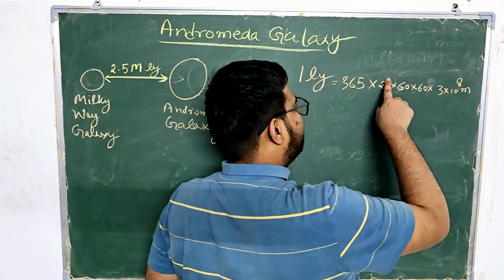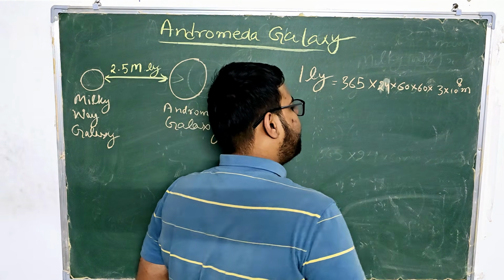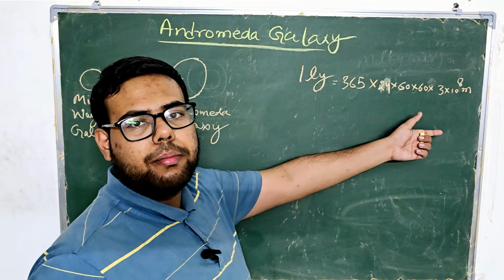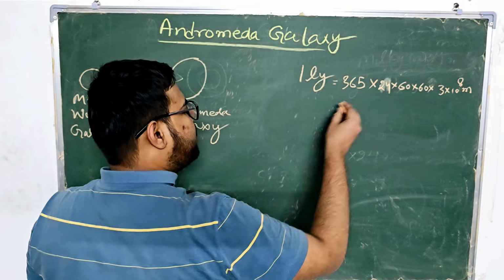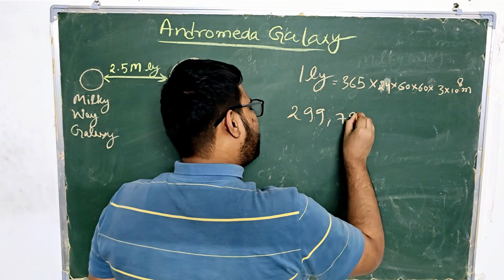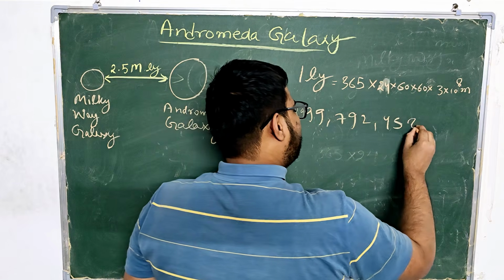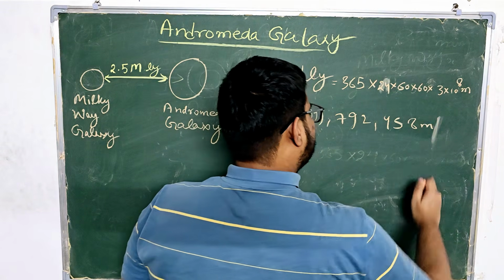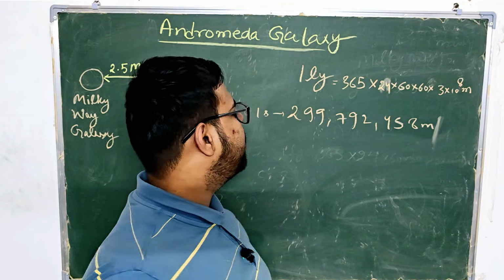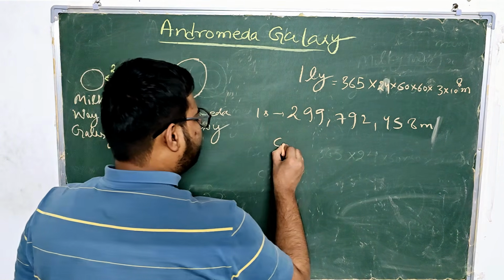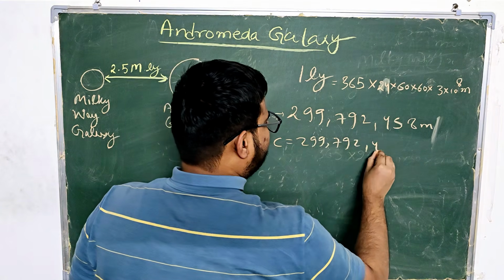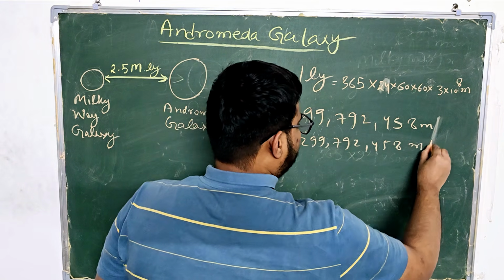This is the value of 1 light year in meters. To be precise, the distance traveled by light in 1 second is 299,792,458 meters, right? So the value of c is 299,792,458 meters per second.